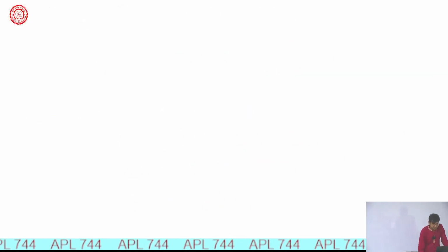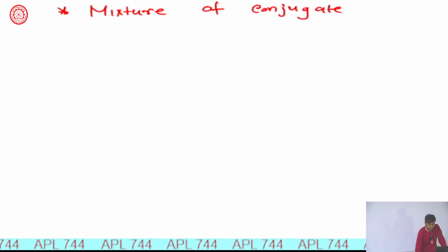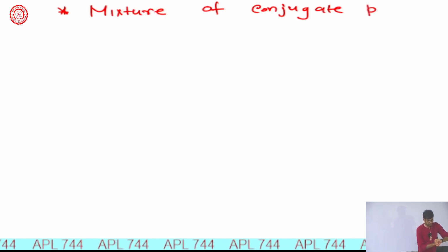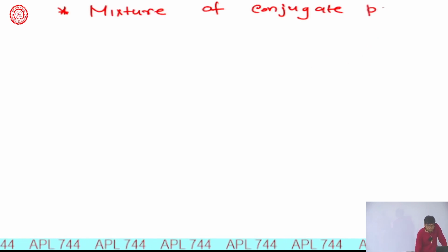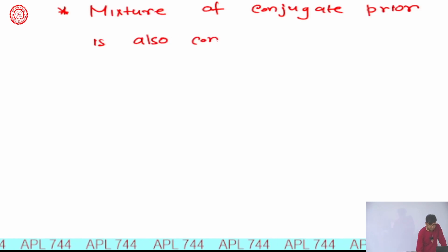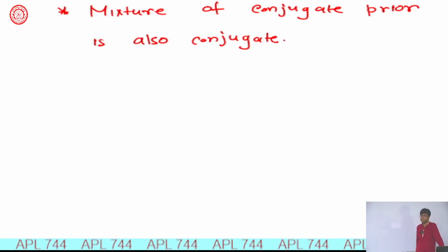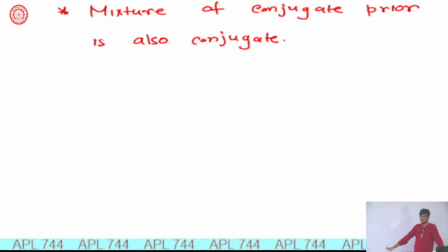So, the main take home message here is that a mixture of conjugate priors is also conjugate. Okay. So, this is the main message.